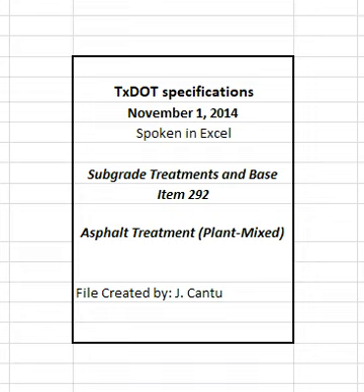Item 292. Asphalt treatment, plant mixed. 1. Description. Construct a base or foundation course composed of a compacted mixture of aggregate and asphalt binder mixed hot in a mixing plant. 2. Materials. Furnish uncontaminated materials of uniform quality that meet the requirements of the plans and specifications.